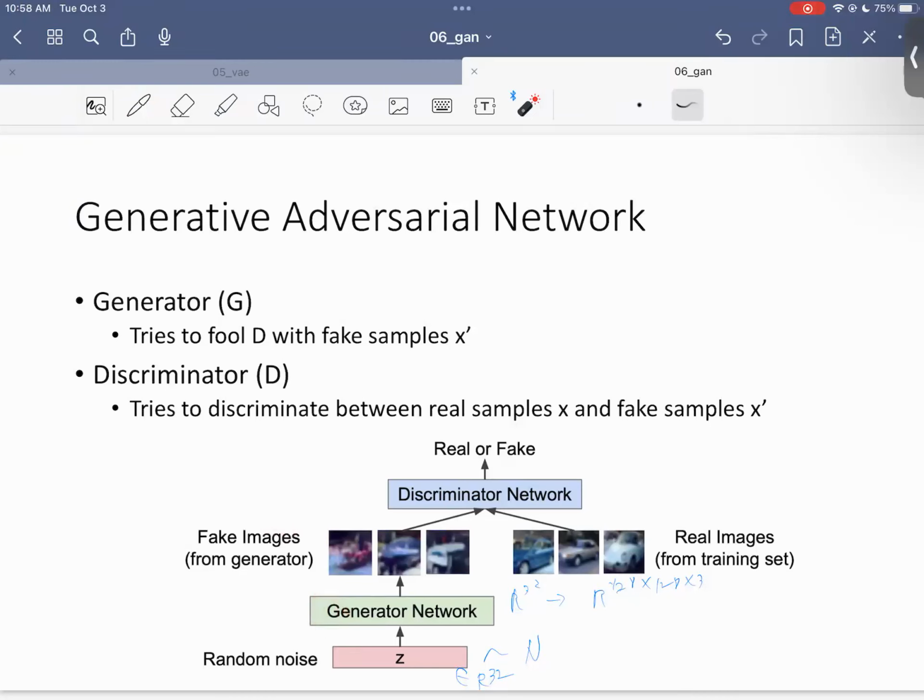And then all the samples generated from the G will be X primes. They're the fake ones. And then there will be another pile of samples that are real, taken from the real world. So these are all X's. So there's X prime and X's. And what discriminator D does is simply say which one's real and which one's fake. And it's an end-to-end training procedure.